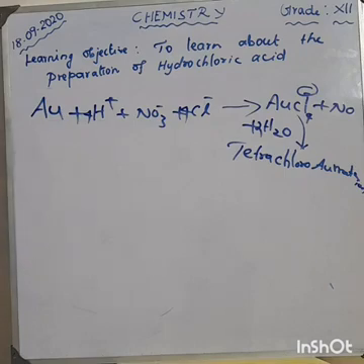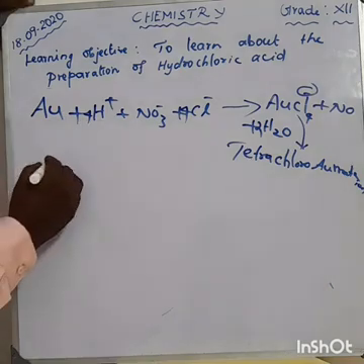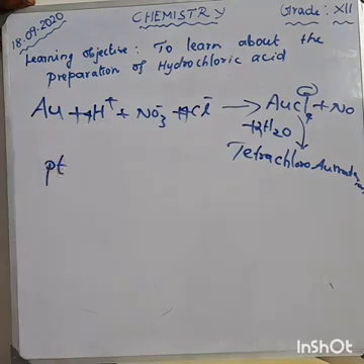Next one, like that, I told you about that. What is the use of aqua regia? To dissolve gold. Am I right? And also one more I told you, platinum. What is the symbol of platinum? Pt. Pt is the symbol of platinum.